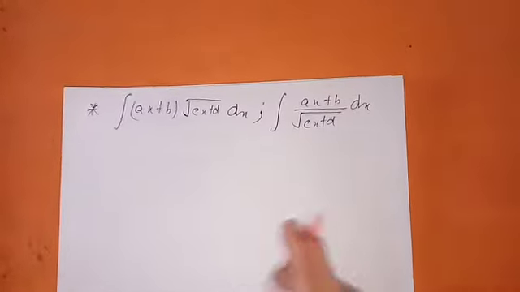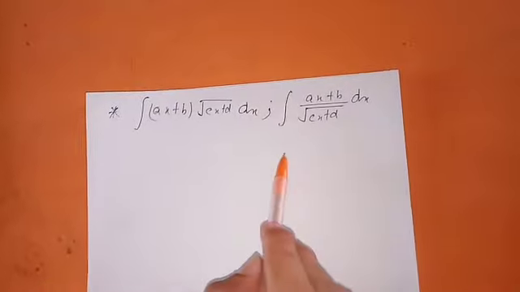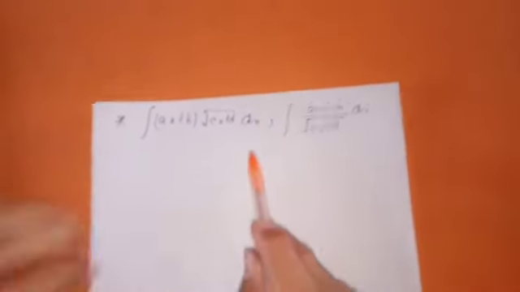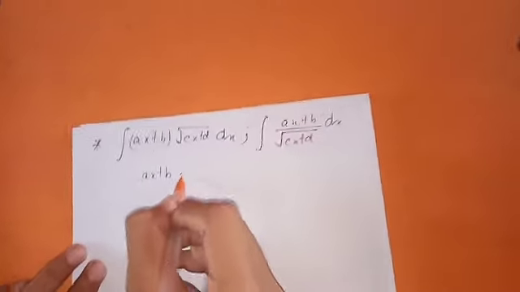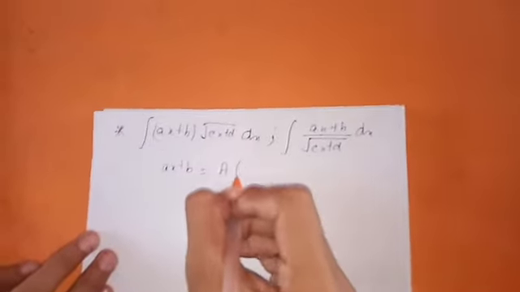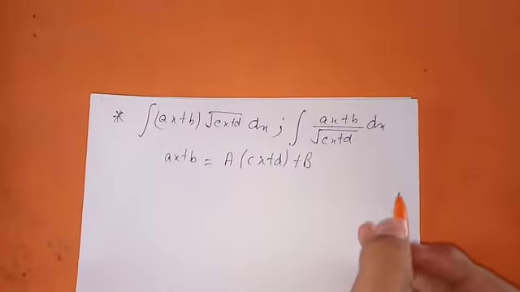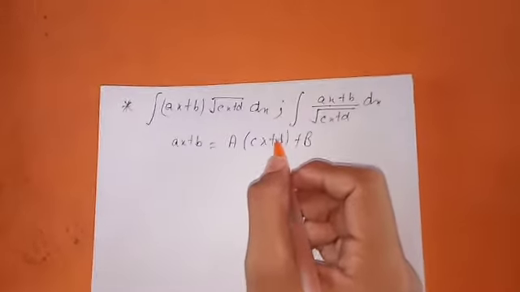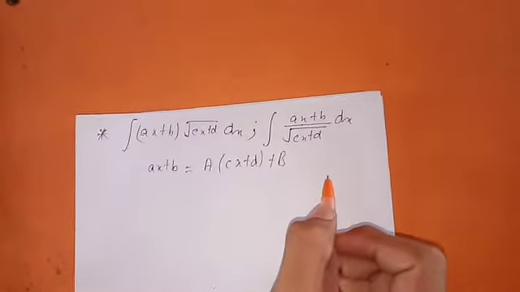That means they are telling us that if half of our function is given outside the root and half is given inside the root, then how are we going to solve them? We will solve them by keeping ax plus b, that is outside the root, equal to a into (cx plus d) plus b. We do not use the root here. Here a and b are constants that we will get by evaluating them.